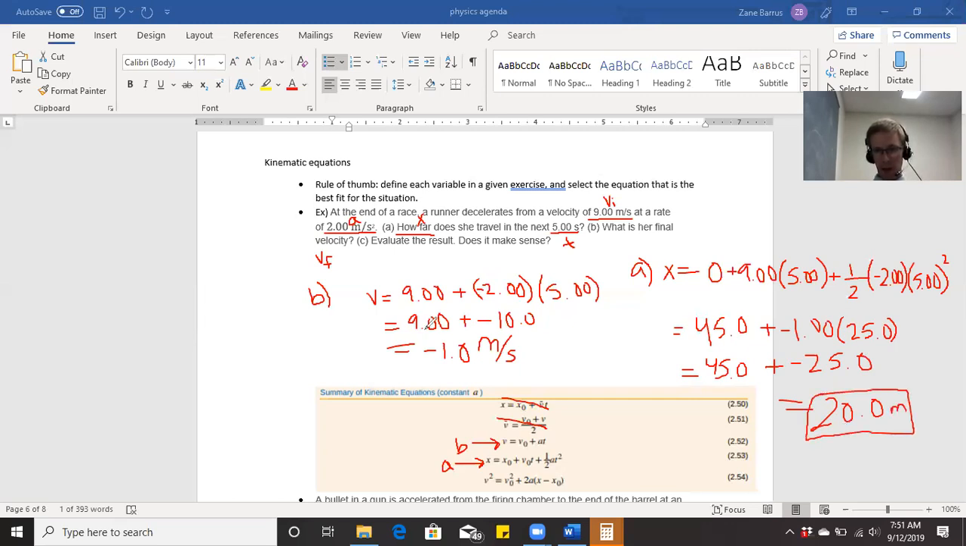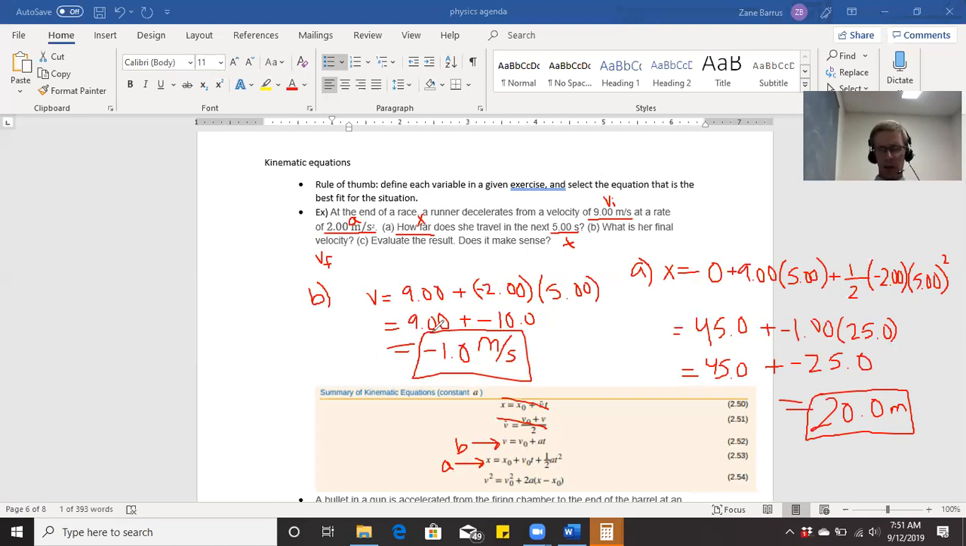This is their final velocity at the end of the problem. Now, the last part of the question says evaluate the result. Does it make sense? So let's look at the distance traveled in part A. Does it make sense that a runner who was originally traveling at 9 meters per second and was decelerating over a period of 5 seconds traveled 20 meters? Yeah, that's pretty reasonable. 20 meters isn't that long of a distance for a runner to slow down and stop in.